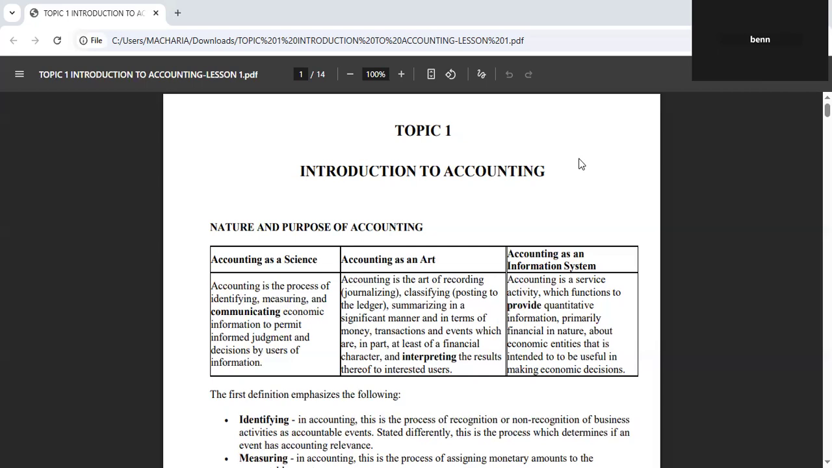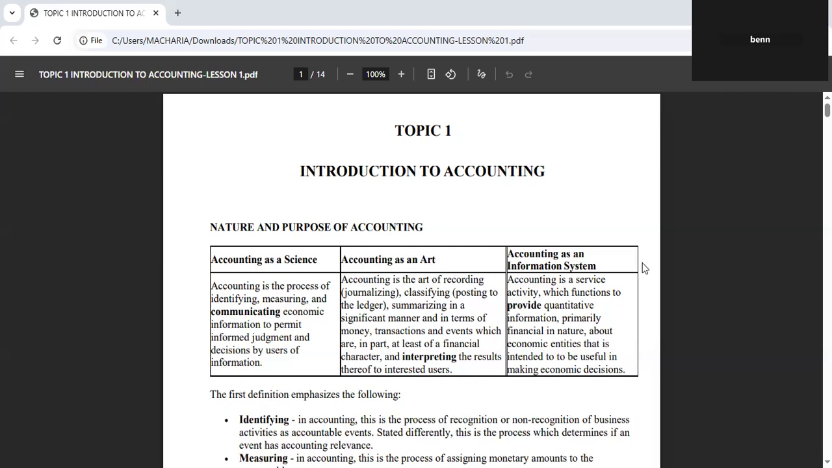There are those who view accounting as information system, and they say that accounting is a service activity which functions to provide quantitative information, primarily financial in nature, about economic entity that is intended to be useful in making economic decisions. So these are three different ways that we can define or view accounting concepts.